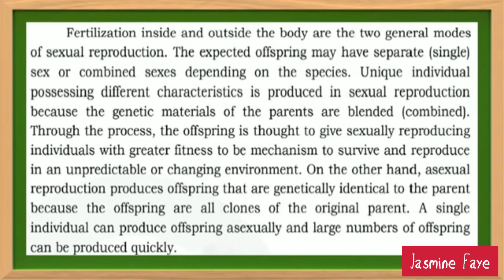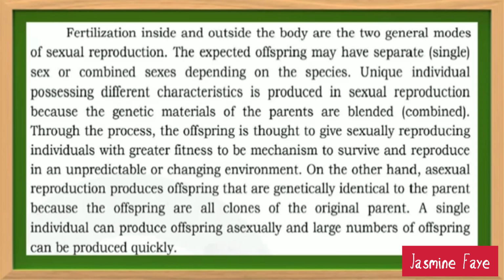Fertilization inside and outside the body are the two general modes of sexual reproduction. The expected offspring may have separate sex or combined sexes depending on the species. Unique individual possessing different characteristics is produced in sexual reproduction because the genetic materials of the parents are blended or combined. Through the process, sexually reproducing individuals with greater fitness are produced, a mechanism to survive and reproduce in an unpredictable or changing environment.